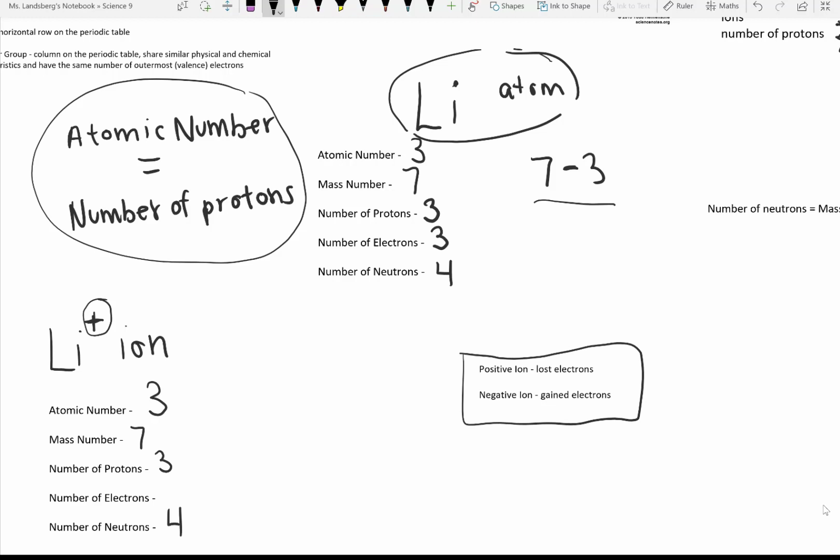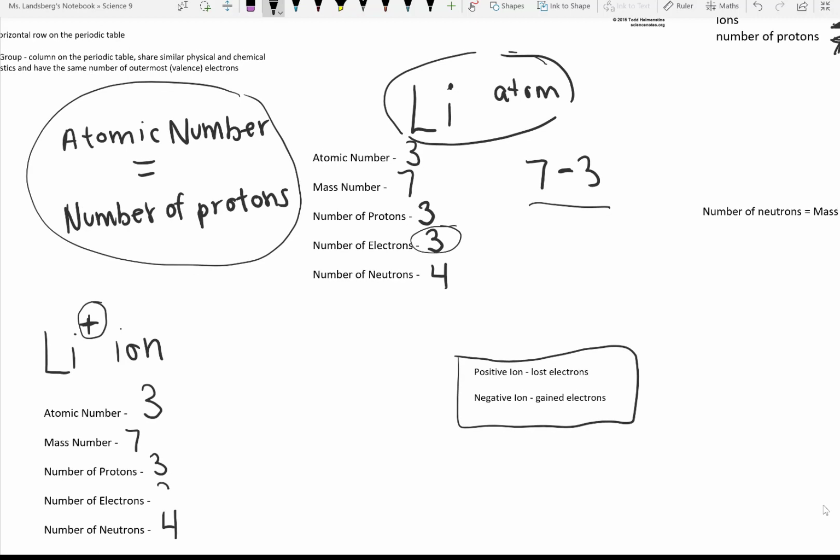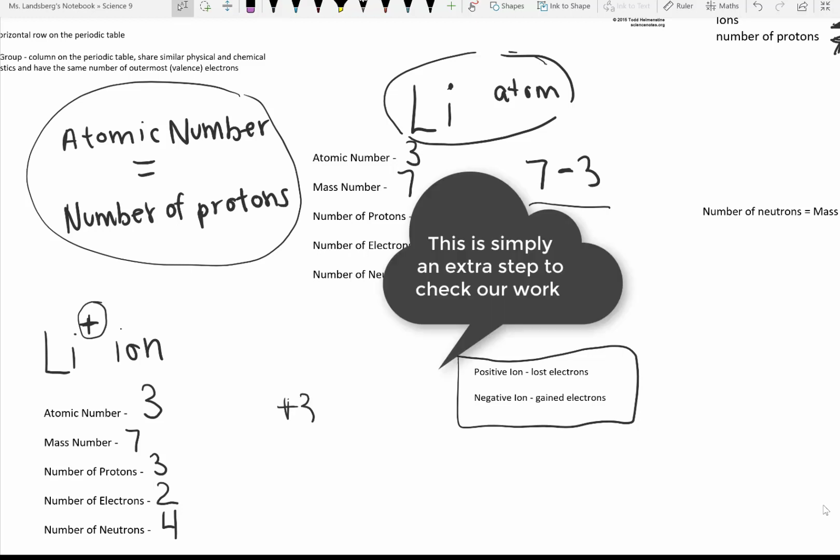So for number of electrons, we have lost 1 electron. That means we had 3 up here, and now the number of electrons is going to be 2. Because now when we do +3 to represent our +3 charge of protons, and we can do -2 because now we only have 2 electrons, we'll get an overall charge of +1, which is exactly what we have over here.